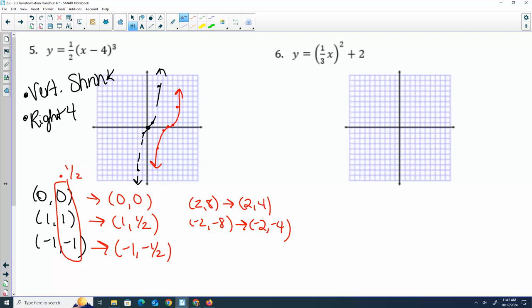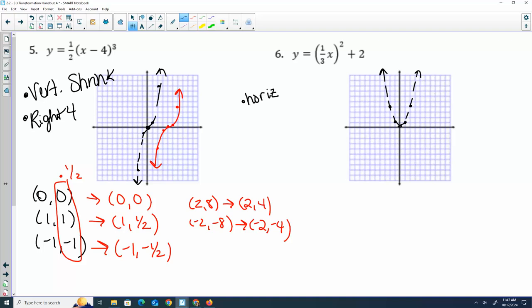Number 6. What's my parent function? Right. 0 squared is 0, 1 squared is 1, 2, 4, negative 1, 1, negative 2, 4. Right. What will the 1/3 do? Is it horizontal or vertical? Horizontal because it's inside.